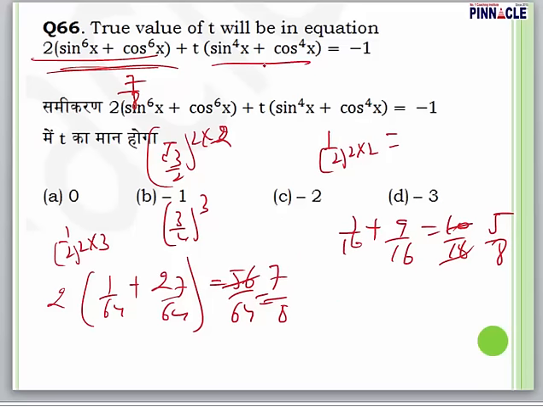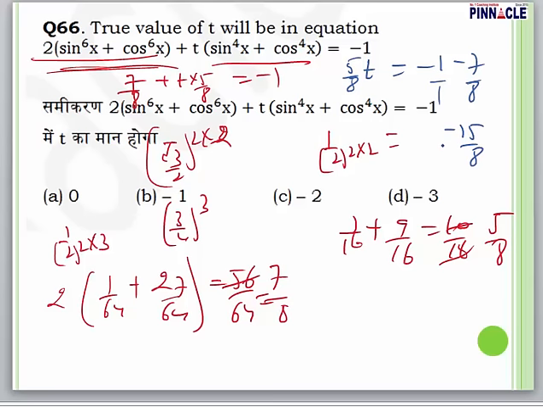Now from here you can write t into 5 by 8 is equal to minus 1. You bring this to this side. So you can write 5 by 8 t is equal to minus 1 and minus 7 by 8. That would be equal to minus 15 by 8, which is equal to 5 by 8 t. So t is equal to minus 3. D should be the answer.